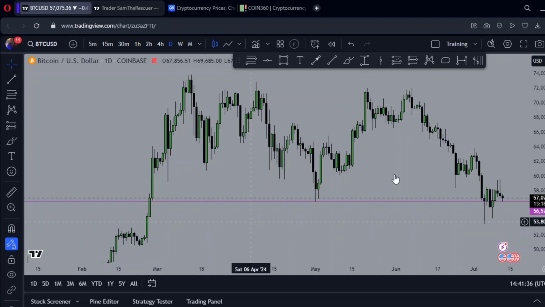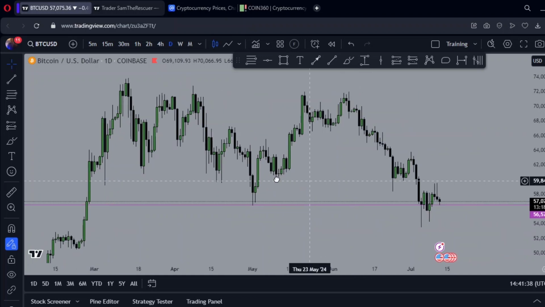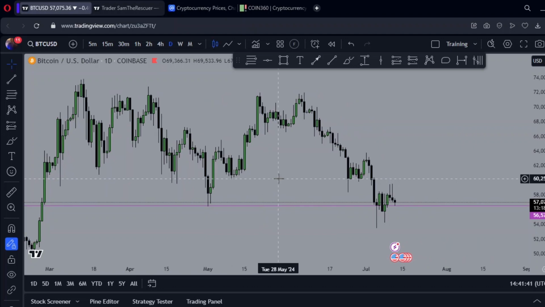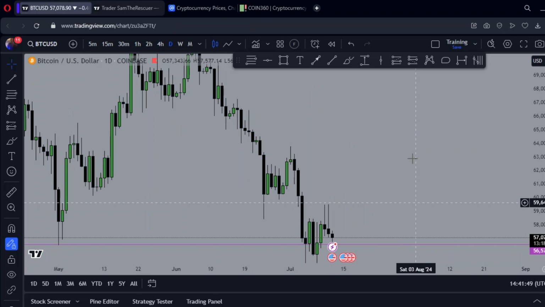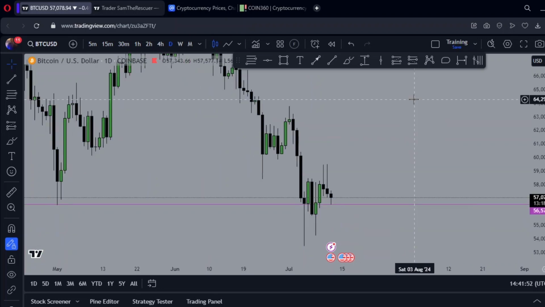Okay, let's get to the last question. I'm sure you guys must have heard bull trap and bear trap. What is bull trap? The word itself explains everything. Bull trap, bear trap. So you're trapping the bull and you're trapping the bear. So how exactly does it happen?